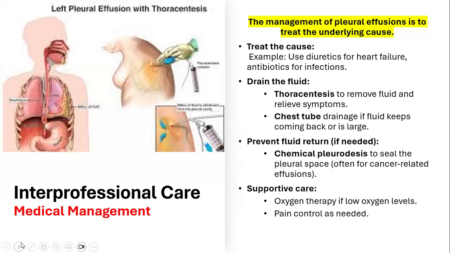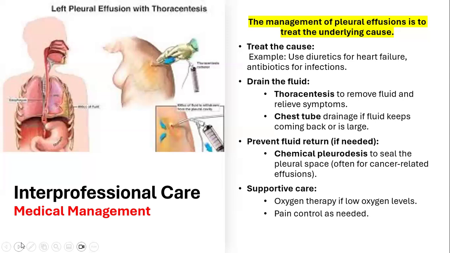The second one is drain the fluid. To relieve symptoms like shortness of breath, we may need to drain the fluids from the pleural space. A procedure called thoracentesis can remove the fluid with a needle. If the fluid keeps coming back or is in a large amount, a chest tube may be placed to drain it continuously.